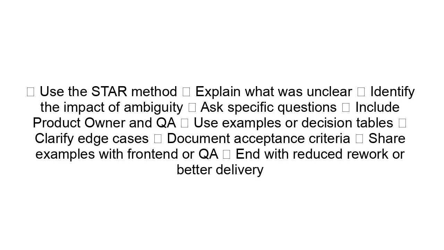Best practices for answering this question. Use the STAR method. Explain what was unclear. Identify the impact of ambiguity. Ask specific questions. Include product owner and QA. Use examples or decision tables. Clarify edge cases. Document acceptance criteria. Share examples with front-end or QA. End with reduced rework or better delivery.